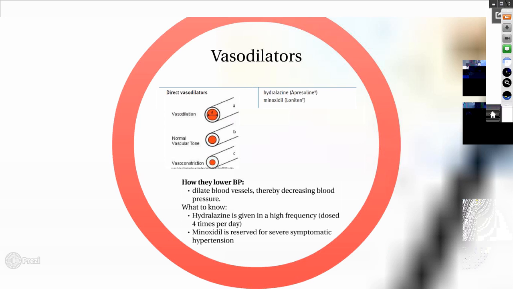Hydralazine has a very short half-life. This drug is given at a very high frequency, almost 4 times per day. And then you have agents like minoxidil, which are reserved for patients who have more severe or symptomatic hypertension that is not manageable with a diuretic plus 2 other antihypertensives, more towards the last line of therapy. Overall, these drugs lower blood pressure by exerting a peripheral vasodilating effect through direct relaxation of the vascular smooth muscles in our body.